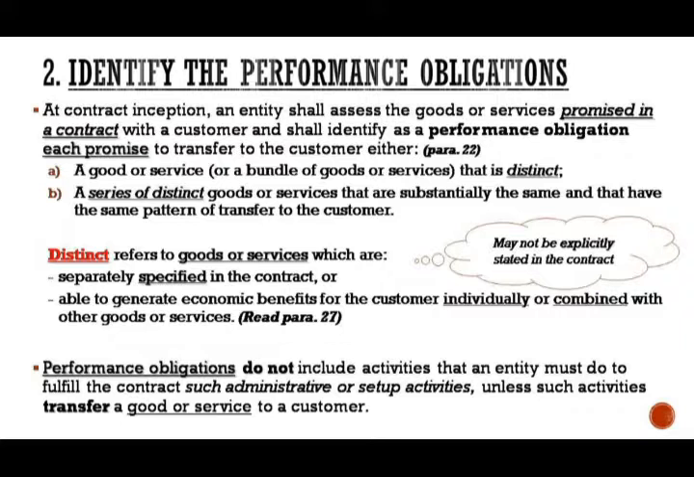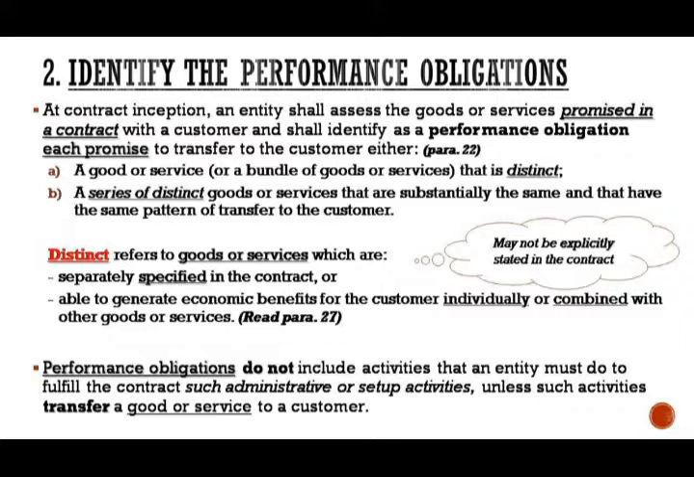Now, after we have read the definition, the next thing we need to do is to look at step 2, identifying the performance obligation. We need to identify a performance obligation at the contract inception. An entity shall assess whether the goods or services promised in the contract can be identified as separate or combined performance obligations. Then, to do that, the goods or services or the bundle of goods or services or a series of bundles of goods and services that are substantially the same or that have the same pattern of transfer to the customer need to be distinct.